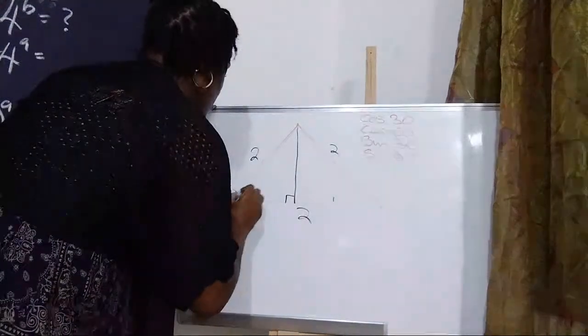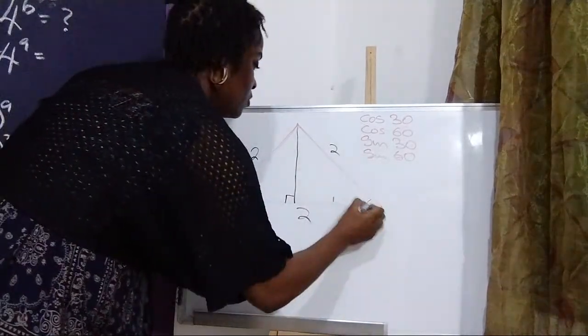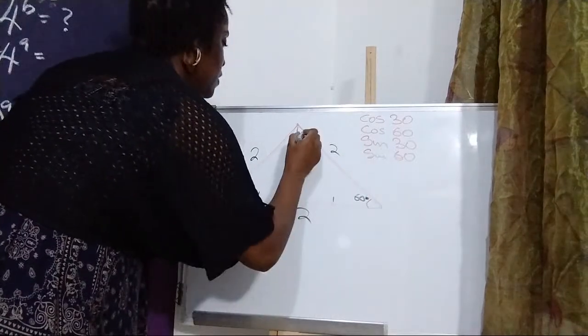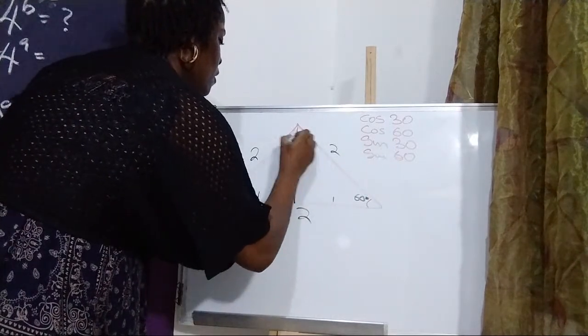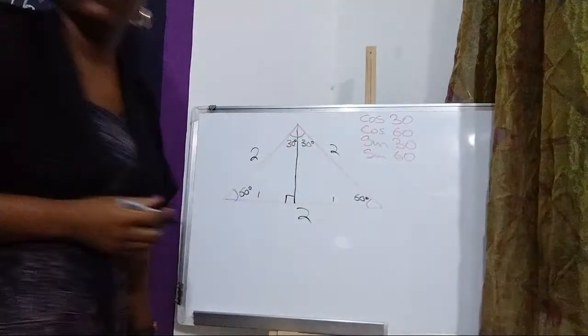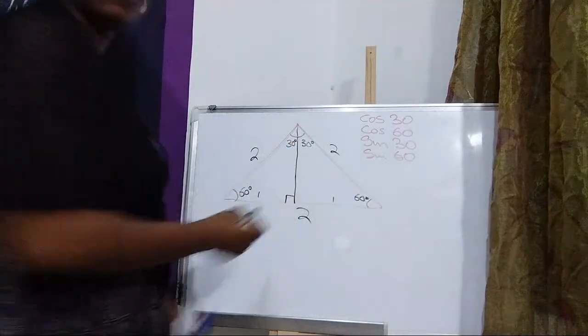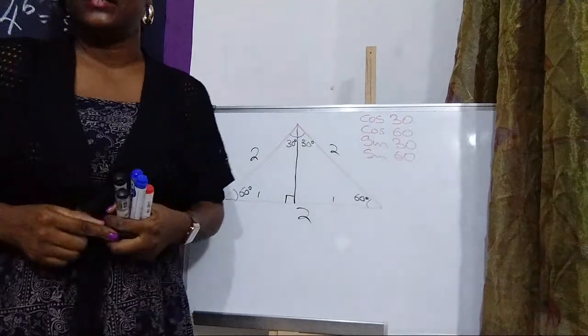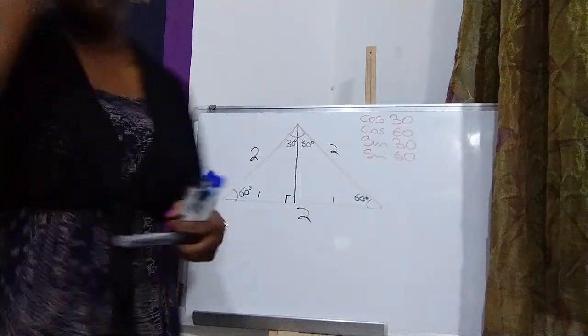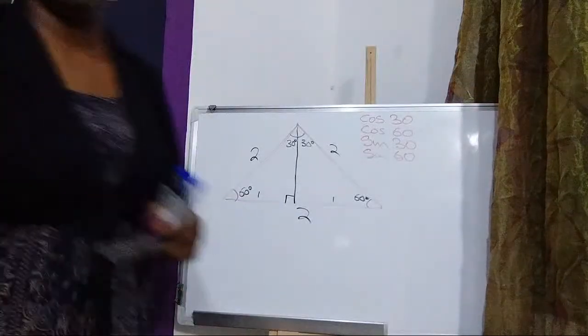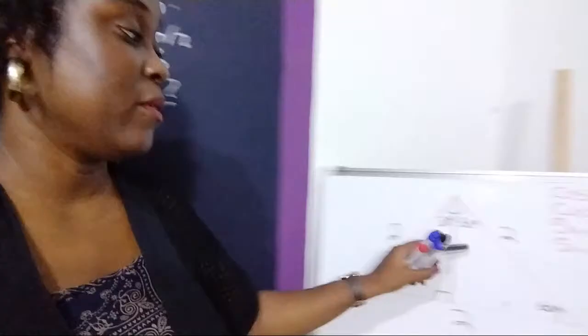So this will be 60 degrees. This will be 60 degrees. This will be 30 degrees. This will be 30 degrees. Remember, this is 90 degrees. It's a right angle triangle. And then we know what happens to all right angle triangles. There's a theorem known as Pythagoras theorem that we use to solve right angle triangles. And we're going to apply Pythagoras theorem to this problem.